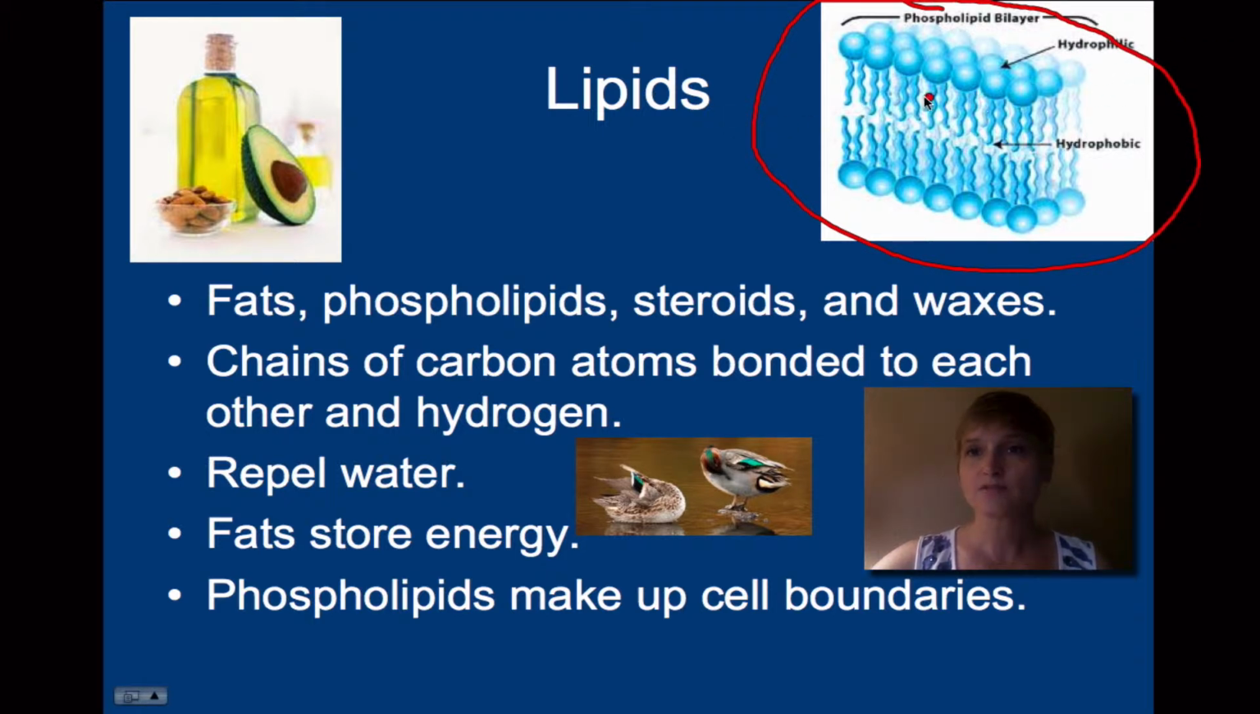So part of it is hydrophilic, which means it loves water, and this other part here, this tail looking part, is hydrophobic, which means that it doesn't like water. So that combination will keep liquids from flowing through that layer. Another important aspect is that fats can store energy.